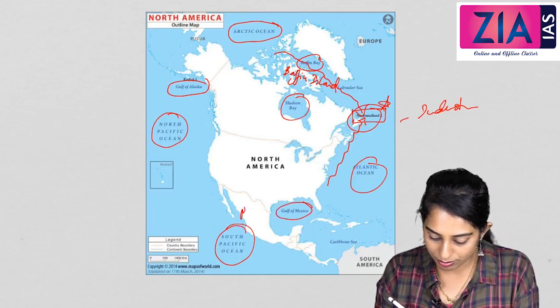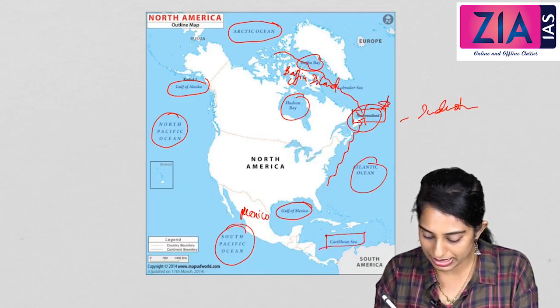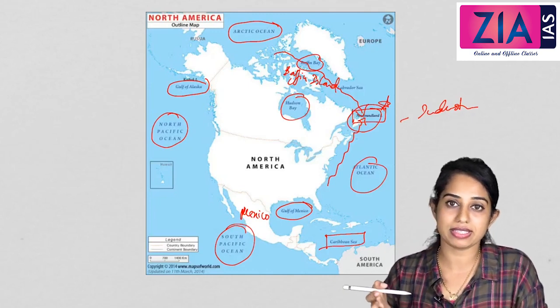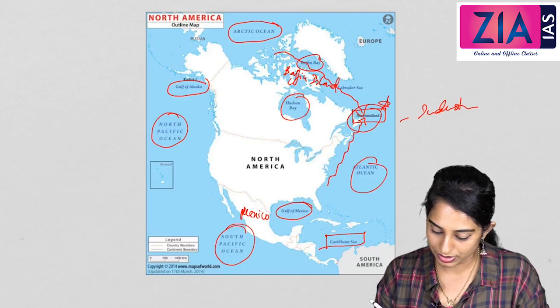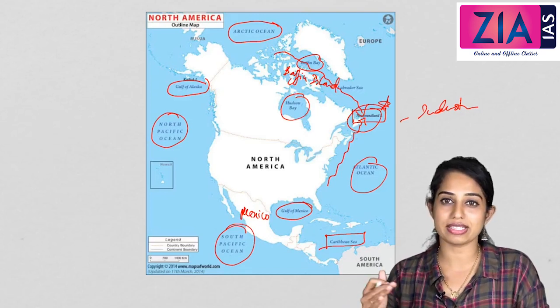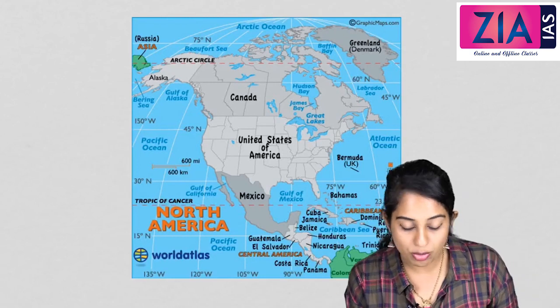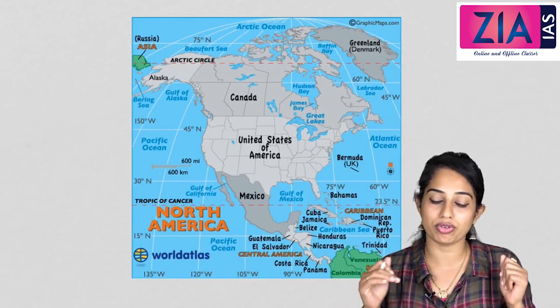Gulf of Mexico, because this country, we have Mexico. We have Caribbean Sea here. Caribbean islands are there and Caribbean Sea is there in the Central America. Central America consists of West Indies and Caribbean Sea or Caribbean islands. Now we will move towards a more detailed understanding about North America.